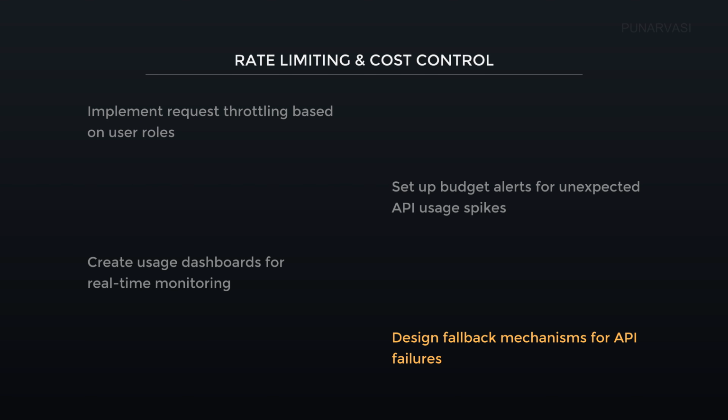And when those limits are hit, your system must degrade gracefully. The key insight is that a failed API call should never break your user's experience. What this means is designing intelligent fallbacks like cached responses or simplified logic that keep core functions running, transforming a potential outage into a mere reduction in capability.